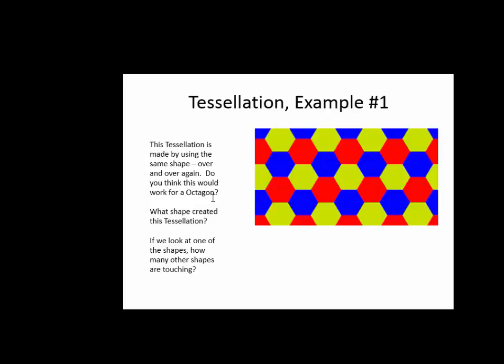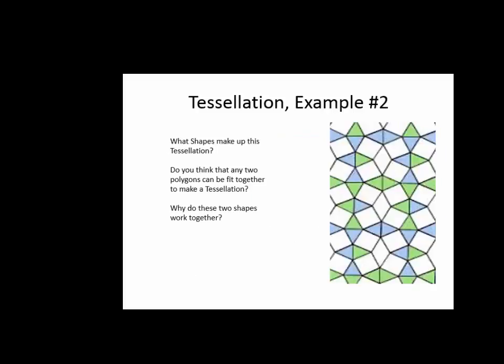Now, do you think that this same type of tessellation or pattern would work if we were using an octagon? Stop and answer and let us know. Let's move forward here to the second example of a tessellation. Now, will you stop and write down the types of shapes that you see in this tessellation?